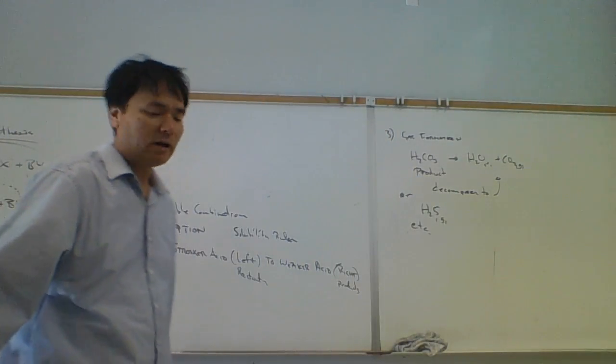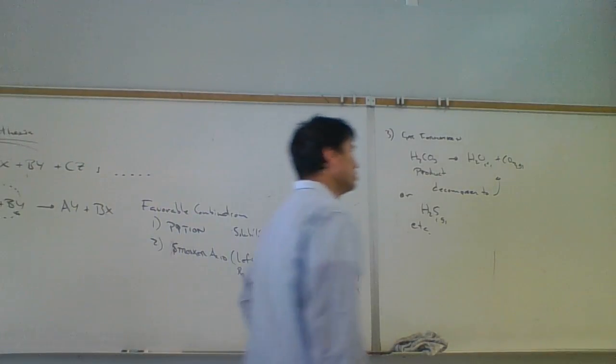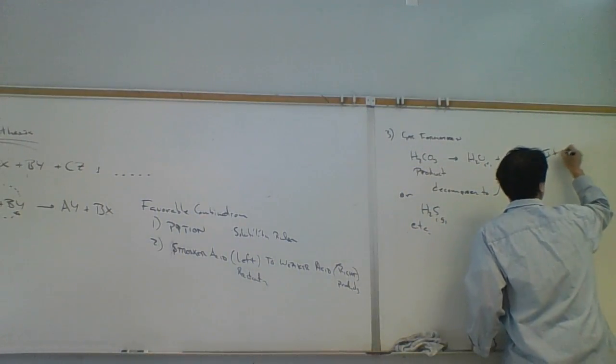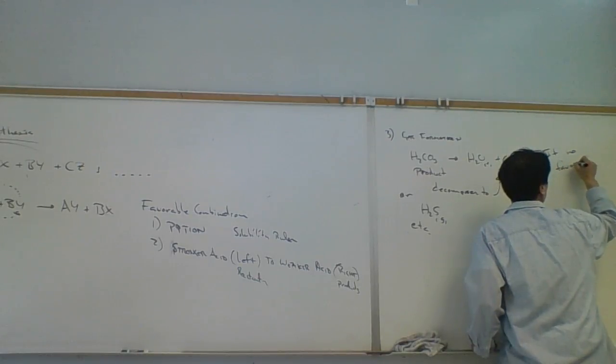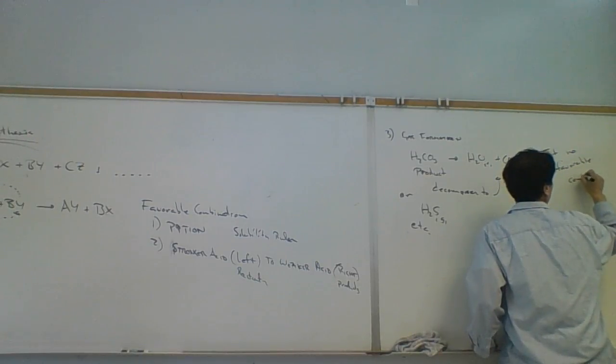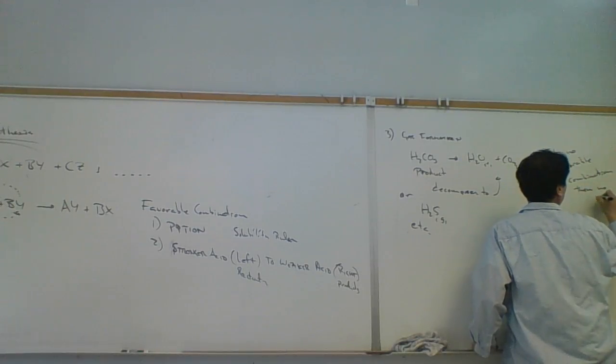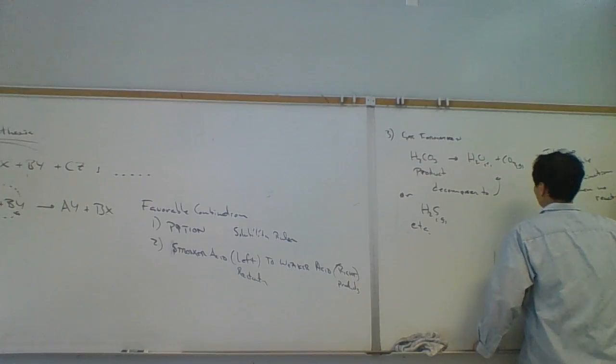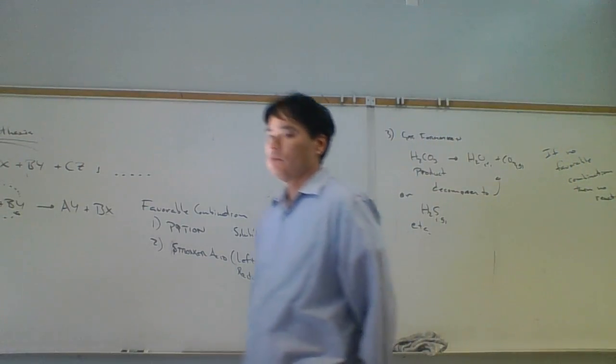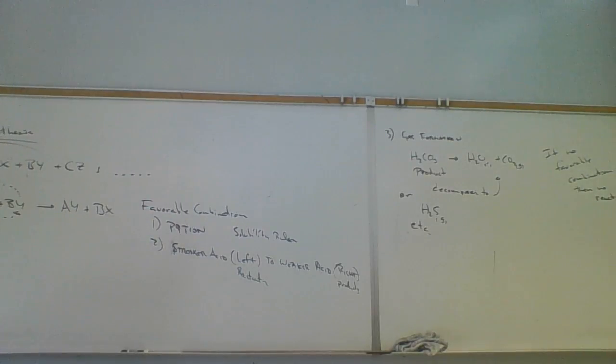If there's no favorable ion combination, then there's no reaction. And so what we call these, 1, 2, 3, these are called driving forces for reaction. And all we need is one of them. We don't need all three. Just one of them will drive the reaction forward.